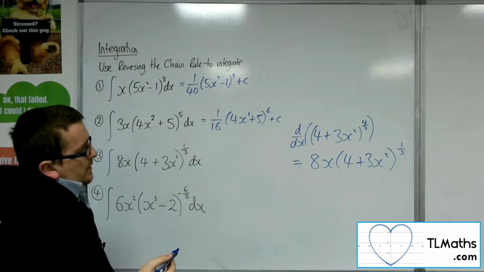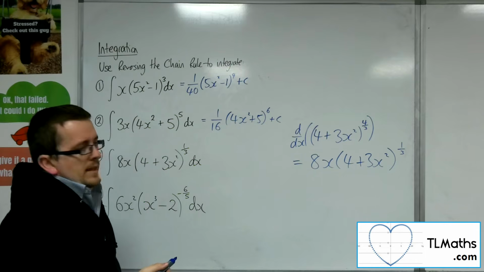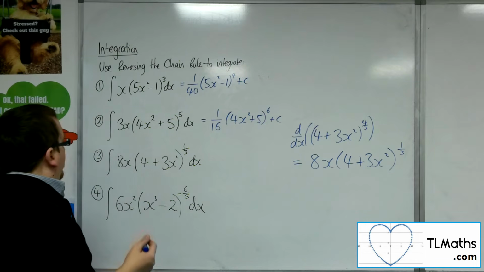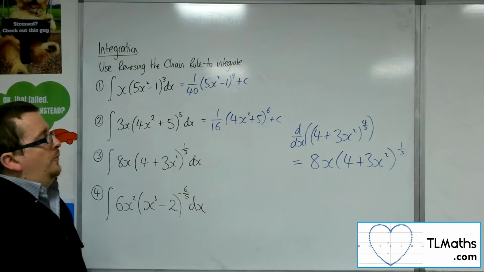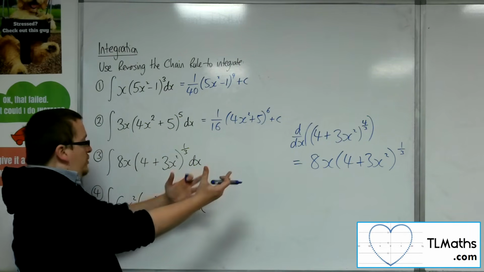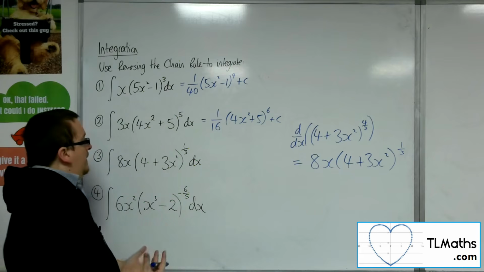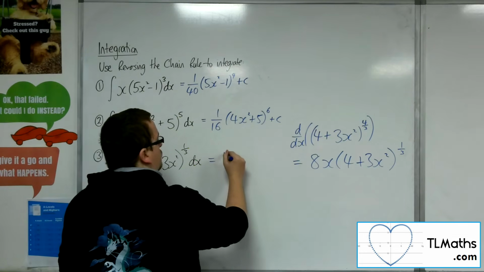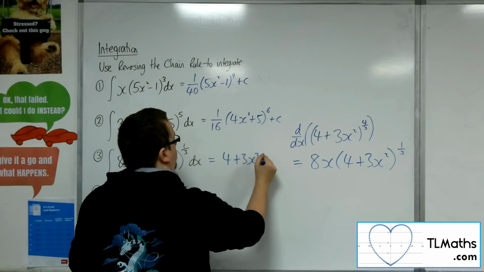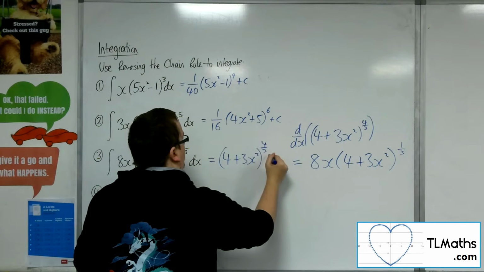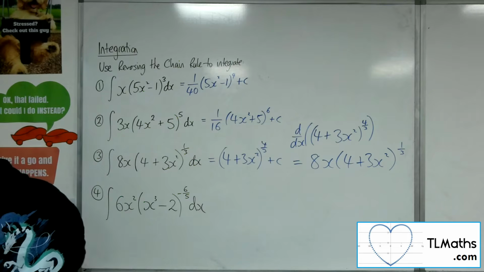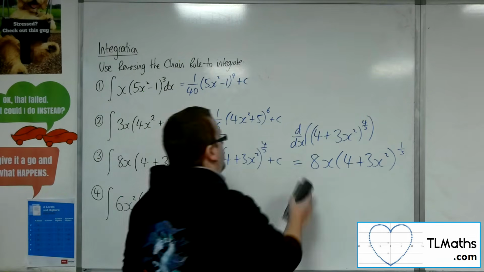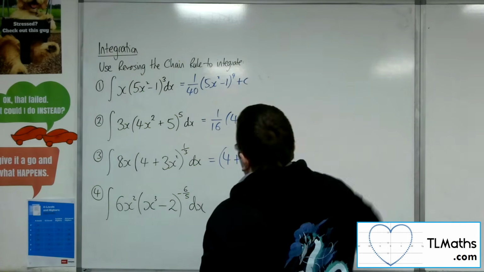That is right, isn't it? Yes, that's fine. Just doubting myself. Right, so what have I got there? I've got 8x, (4 plus 3x squared) to the 3rd, which is actually precisely what I've got here. So this one actually integrates straight to (4 plus 3x squared) to the 4/3 plus c. Okay? So that one, we didn't even have to worry about that fraction at the front. That one's all fine.